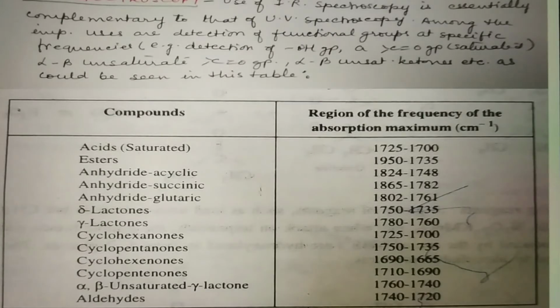Among the important uses are the detection of functional groups at specific frequencies. For example, detection of the OH group, detection of carbonyl, which is a saturated group, and alpha beta unsaturated carbonyl groups, alpha beta ketones, etc., as we can see in this table. Here the regions of frequencies of the absorption maxima in centimeter inverse are shown for different functional groups.